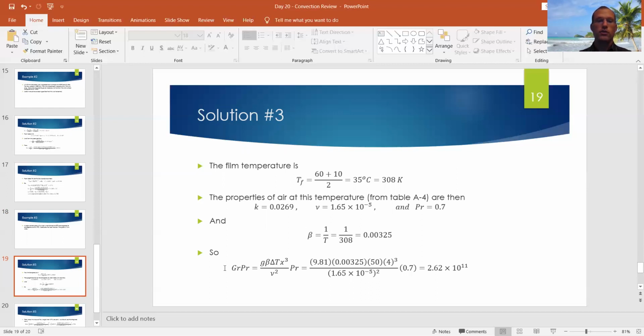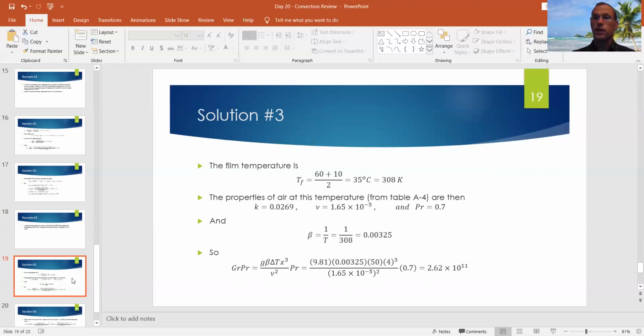So 1 over 308 gives me 0.00325 for the value of beta. And then Rayleigh number, Gr Pr: g beta, temperature difference, some length cubed, over kinematic viscosity squared, times Prandtl number. So all those values: g is 9.8, beta we just found, change in temperature 60 minus 10 is 50. The height of this plate was 4 meters, so 4 cubed. Kinematic viscosity 1.65 times 10 to the -5 meters squared per second on the bottom, square that. Prandtl number 0.7 gives me a Rayleigh number of 2.62 times 10 to the 11th power.